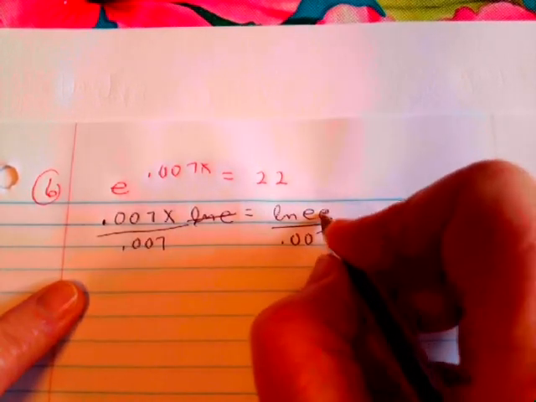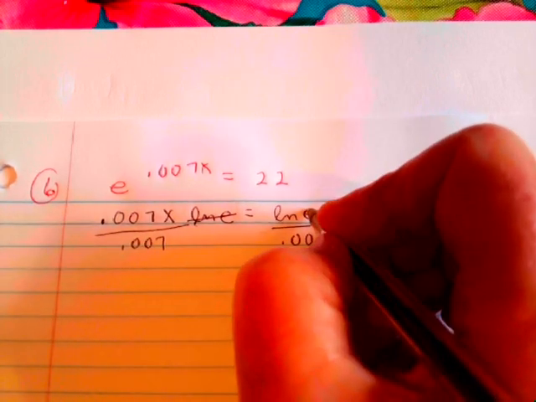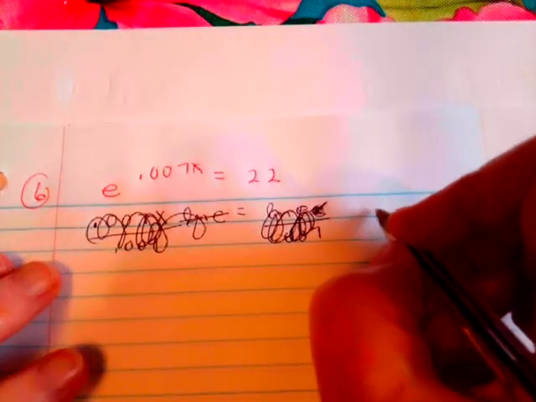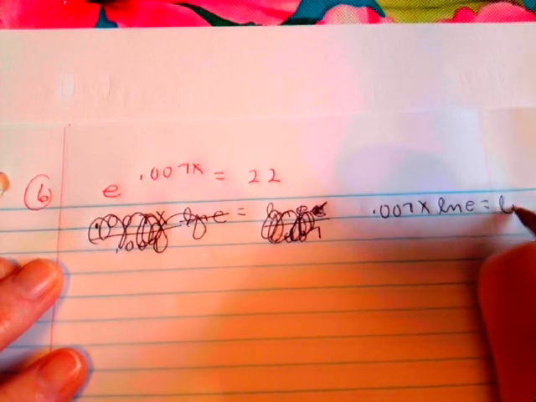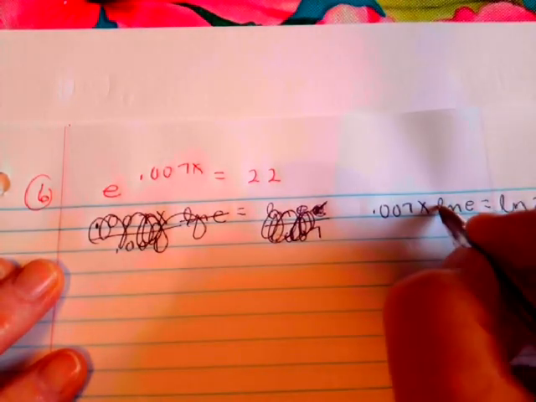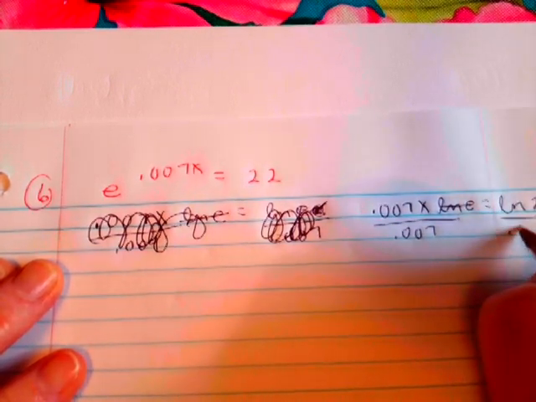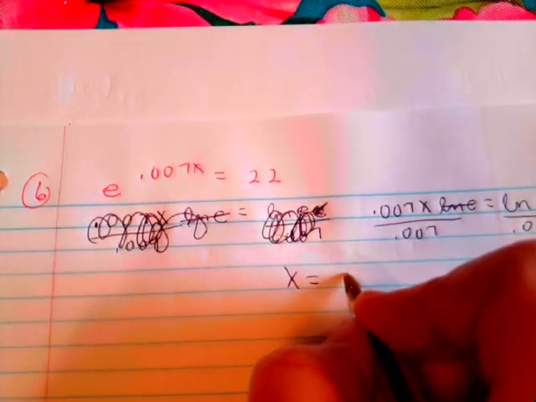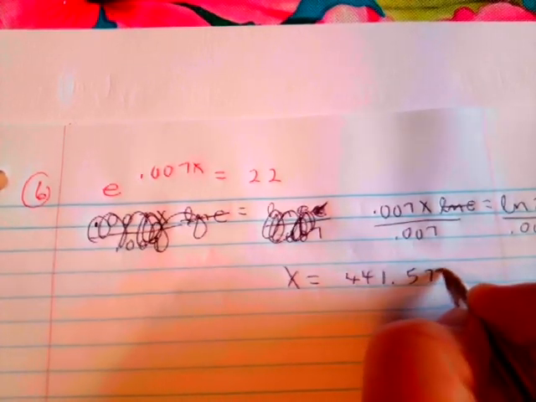I just got carried away with those e's. This is what happens when I get in a hurry. 0.007x natural log of e equals the natural log of 22. Natural log of e is 1. Divide both sides by 0.007. x equals 441.577.